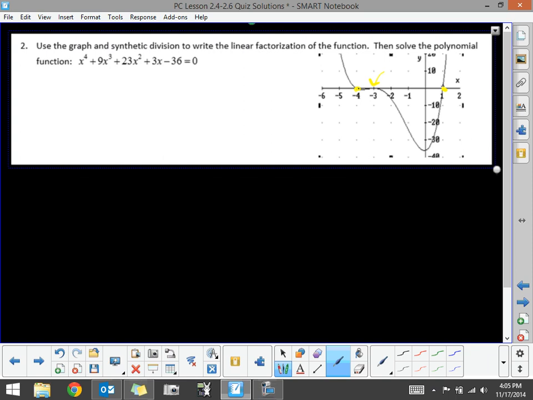But I asked you to use your synthetic division, so I want to go ahead and divide first by a zero. It doesn't really matter, I'm going to divide by the zero of -4. My coefficients are 1, 9, 23, 3, and -36. And I'm going to start my synthetic division.